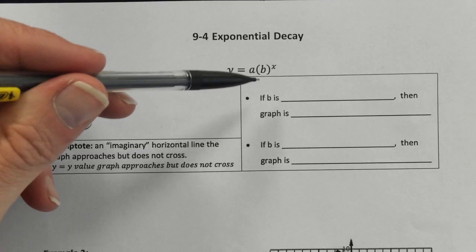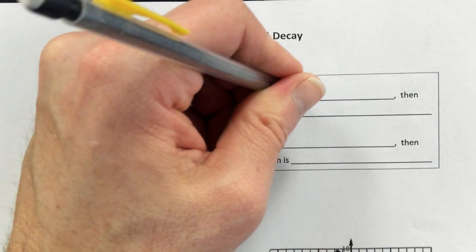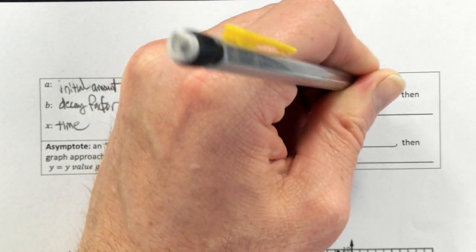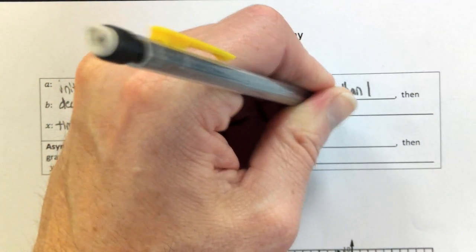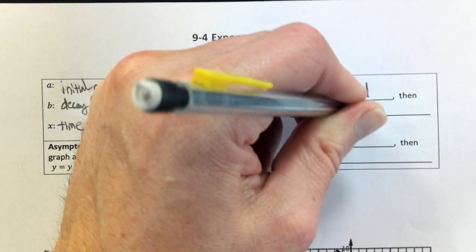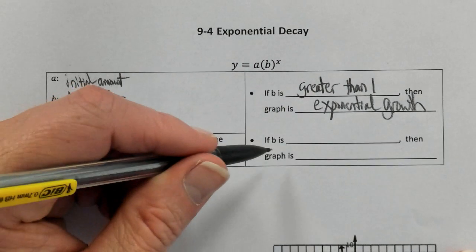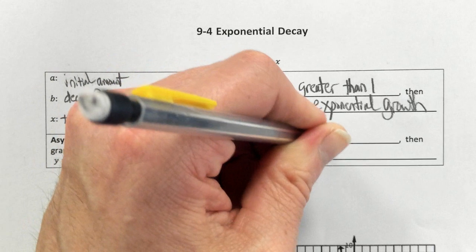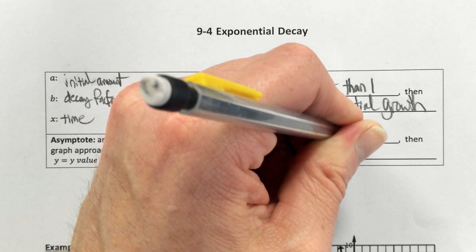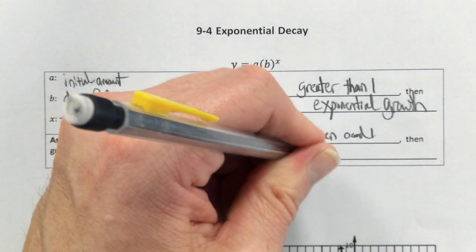And remember, the value of B tells you whether it's growth or decay. If B is greater than 1, then the graph is exponential growth. If B is between 0 and 1, then the graph is exponential decay.